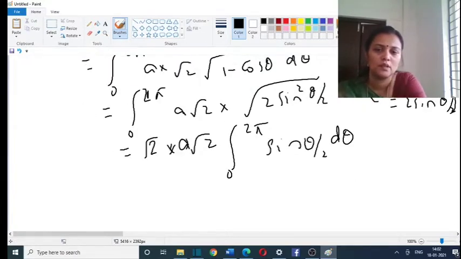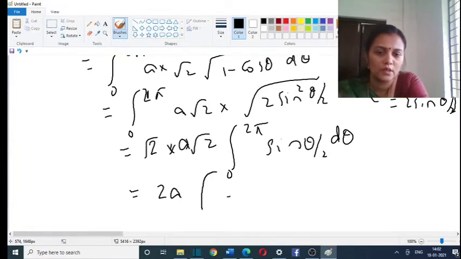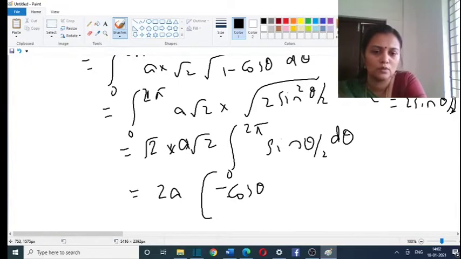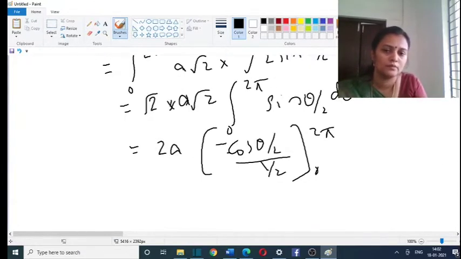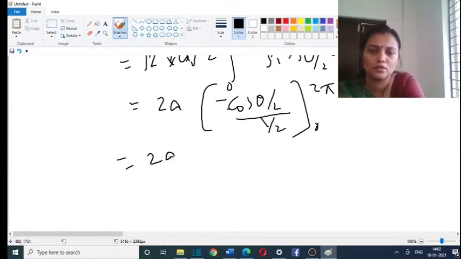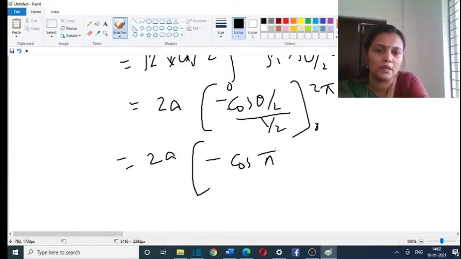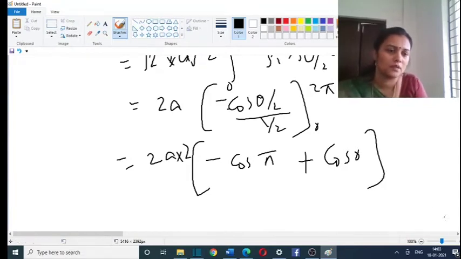So this is root 2 into root 2 is 2a, integral of sine theta by 2 is minus cos theta by 2 by 1 by 2 from 0 to 2 pi, which is equal to 2a into minus cos 2 pi by 2 pi, this half divided by 1 by 2 when goes to top, it will be 2 minus plus cos 0, minus of minus plus.